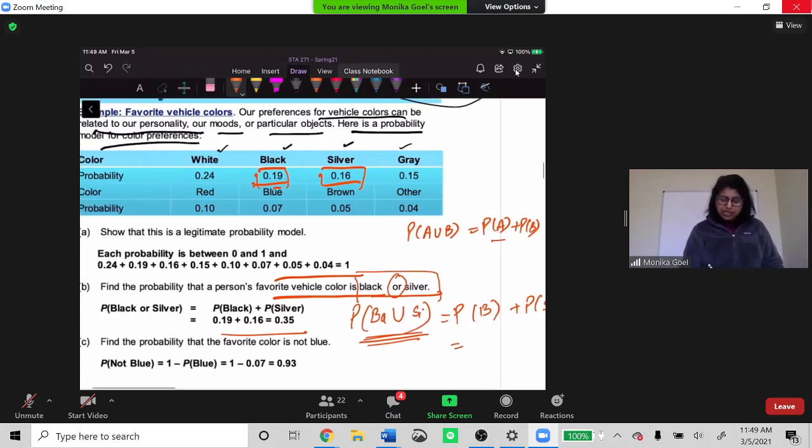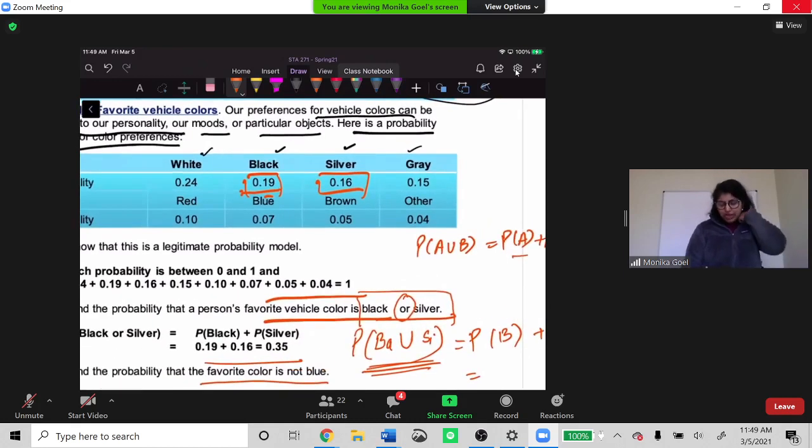The next one says find the probability that the favorite color is not blue. There are different ways to work that. What is the percentage for blue? We have 7% of people who like blue, so this is 0.07. What is the probability that people have a color other than blue? One way is to add everything except blue and you get that. But again, it's a long way to go.